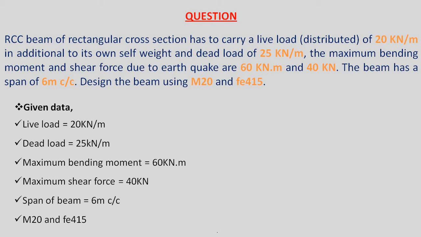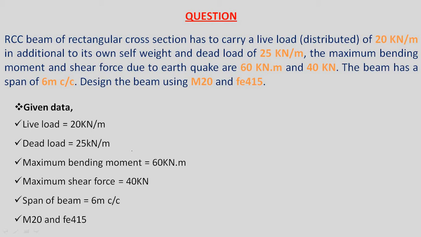Here is the question. The question is: the RCC beam of rectangular cross section has to carry a live load which is distributed of 20 kilonewton per meter in addition to its own self weight and dead load of 25 kilonewton per meter. So here the distributed live load is given, which is 20 kilonewton per meter. Next, the dead load is also provided, so the dead load is 25 kilonewton per meter.